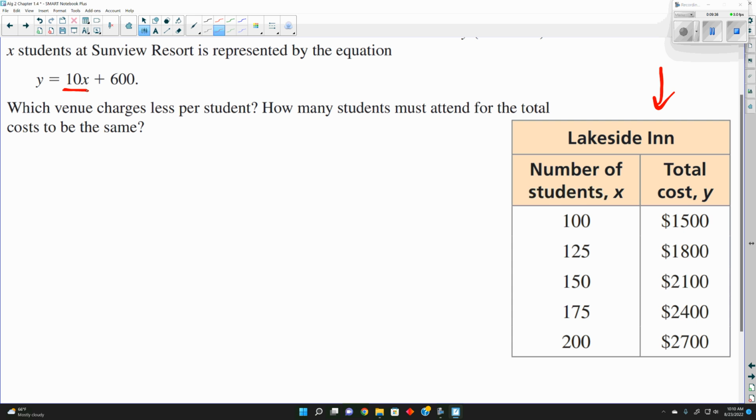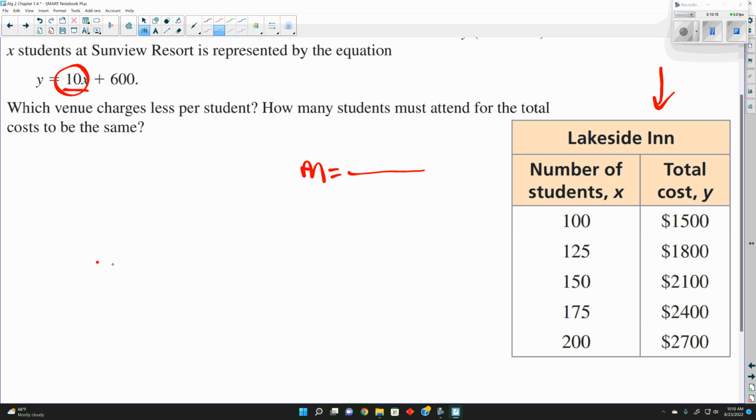Because again, when we look at the X and Y, X is the number of students, yes? Y is the total cost. So if we're talking about number of students, whatever they're charging per student should be our slope. So Sunview Resort is charging $10 per student. Now, for Lakeside, all we need to do is find the slope, because if I find the slope, I can find out how much they're charging per student, because that's the only thing that's increasing from one to the next. Questions on this here?